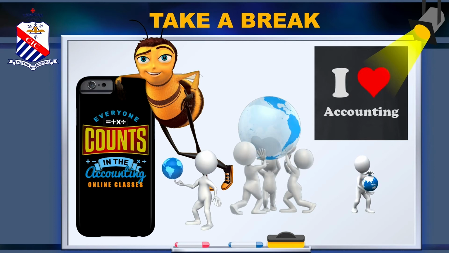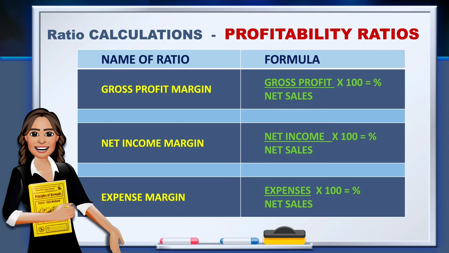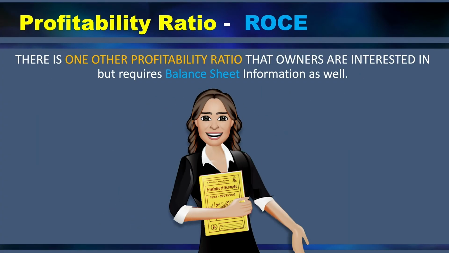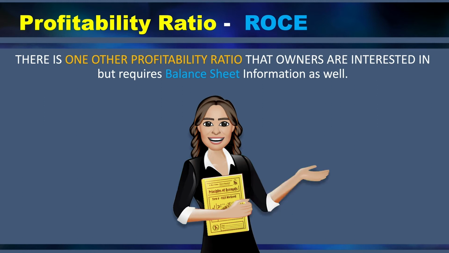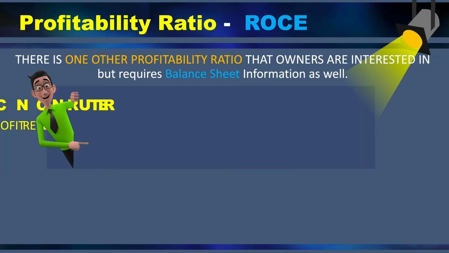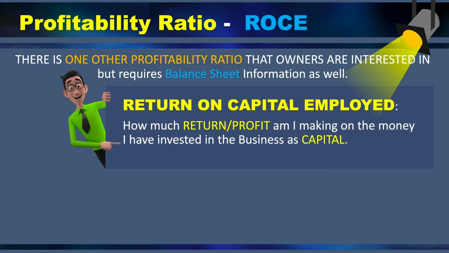Okay, so we're back. There is one other profitability ratio that owners are interested in but requires balance sheet information as well. So all the time we were looking at the income statement for the information that we were using in our ratios, the three margin ratios. But there is another one, and we have to go into the balance sheet in order to get information to do this ratio. And that is called your return on capital employed.